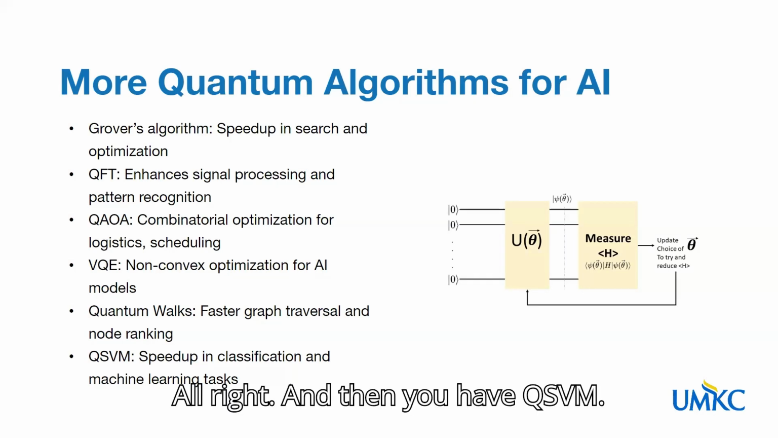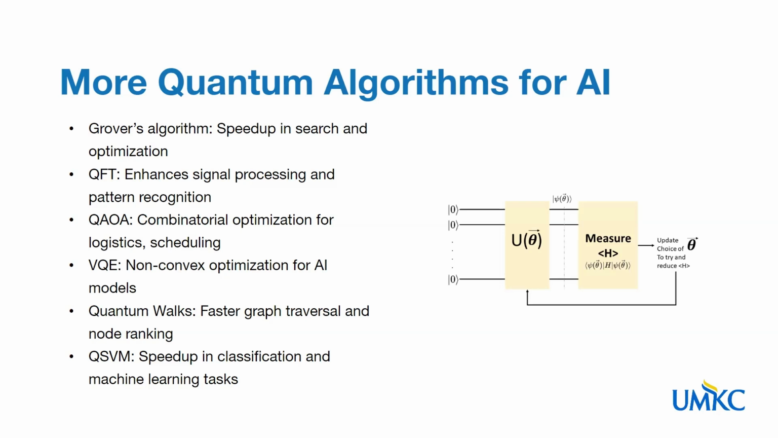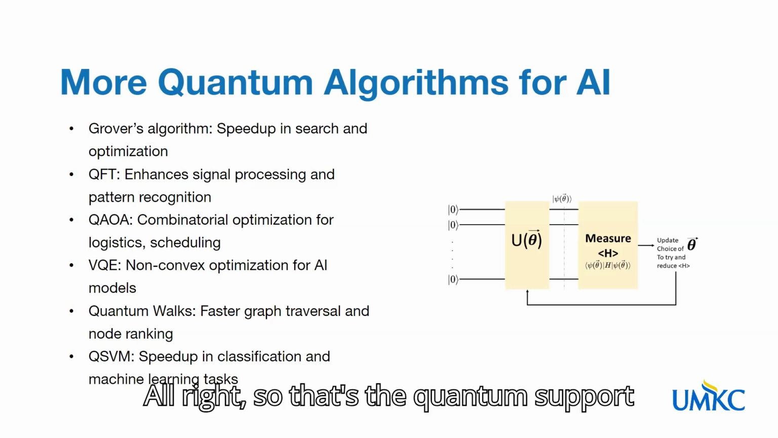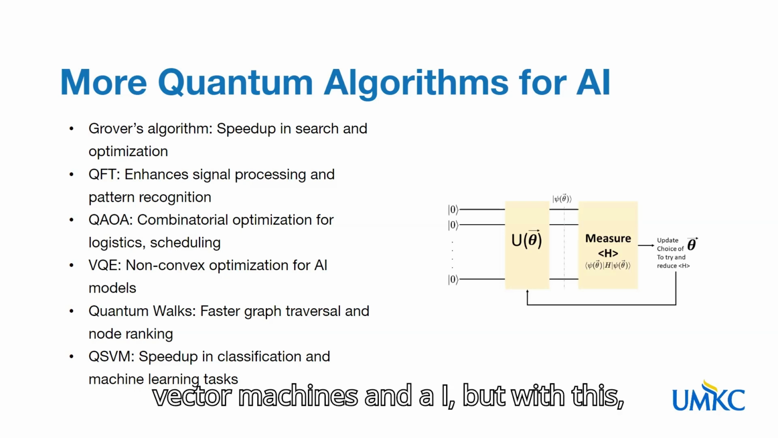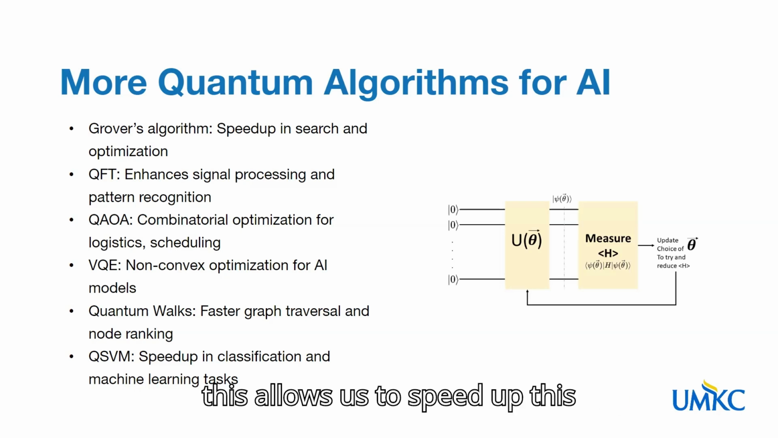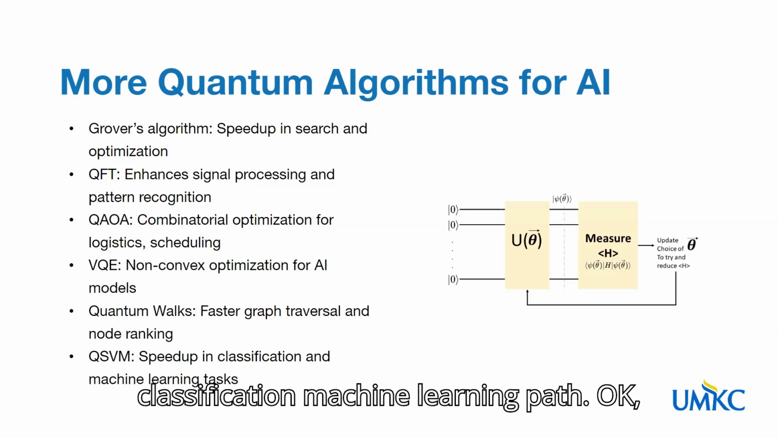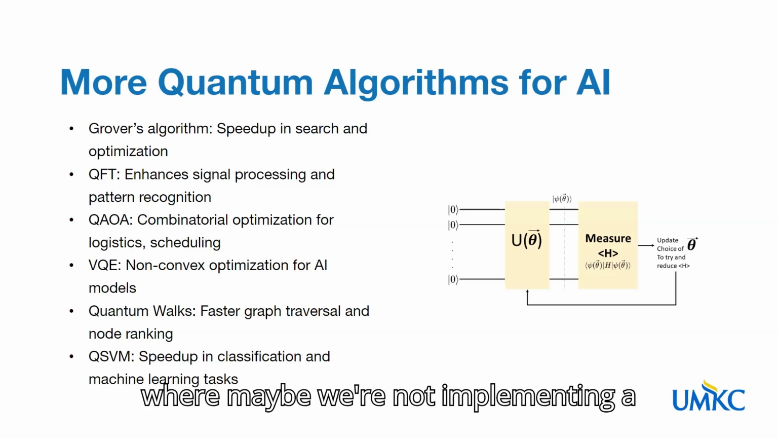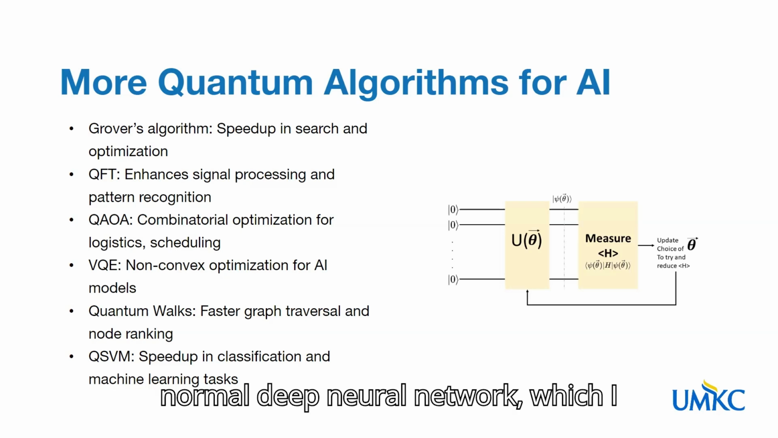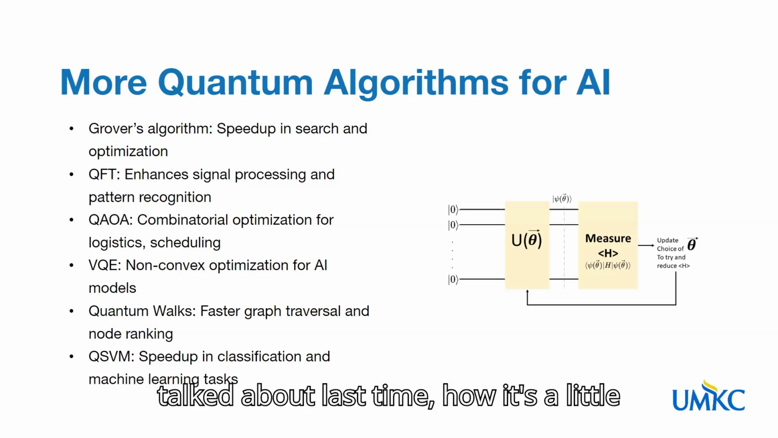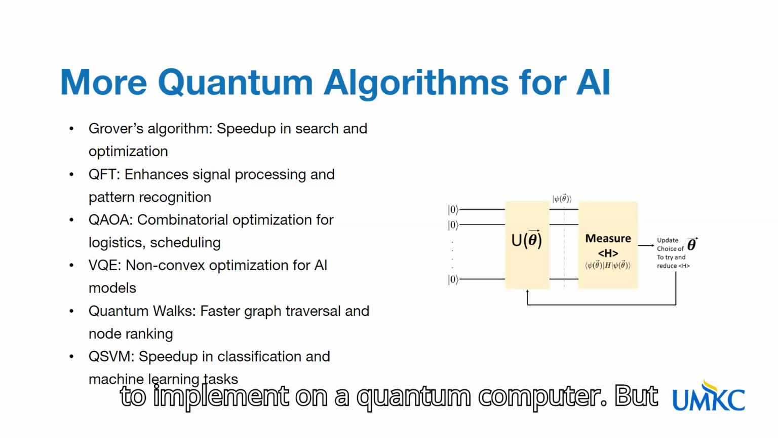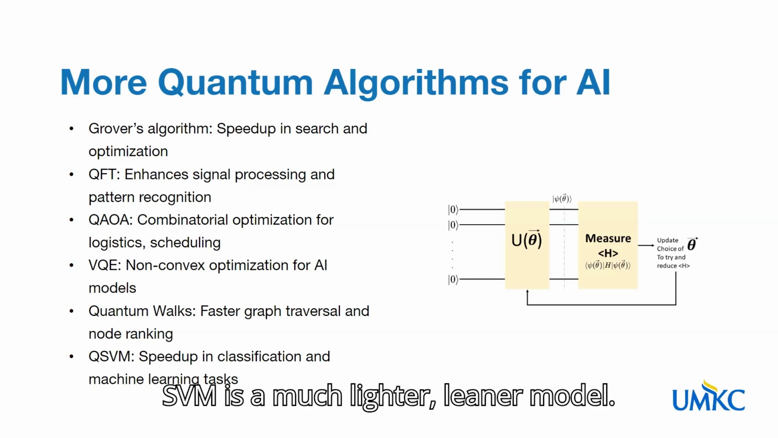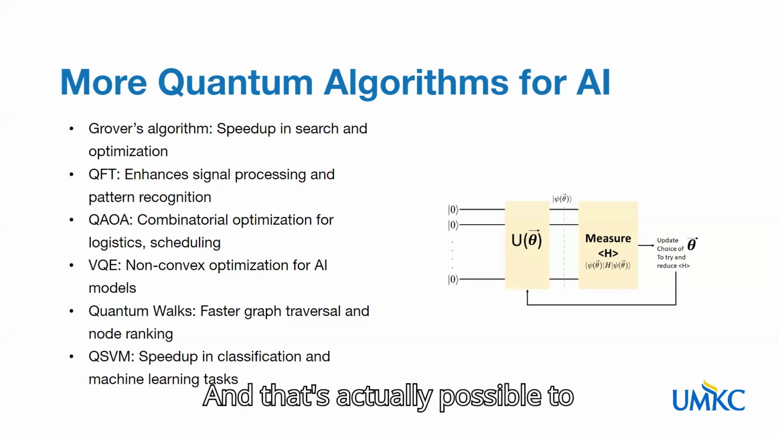All right, and then you have QSVM. So that's the quantum support vector machine. Okay, we know about support vector machines in AI, but this allows us to speed up this classification machine learning task. Maybe we're not implementing a normal deep neural network, which I talked about last time, how it's a little inefficient, especially in this NISQ era, to implement on a quantum computer. But SVM is a much lighter, leaner model, and that's actually possible to be implemented.